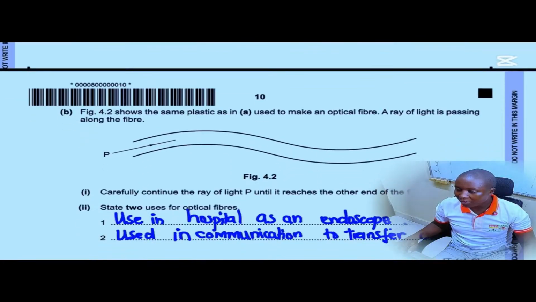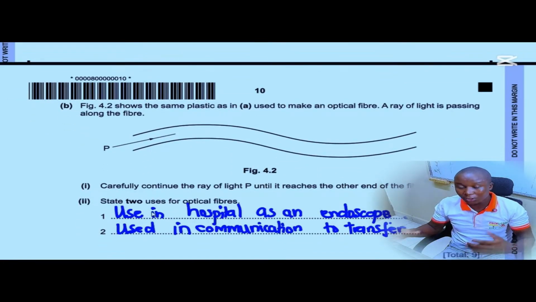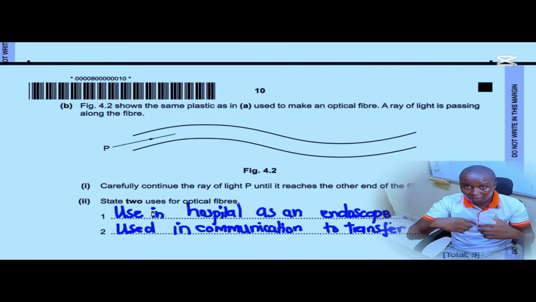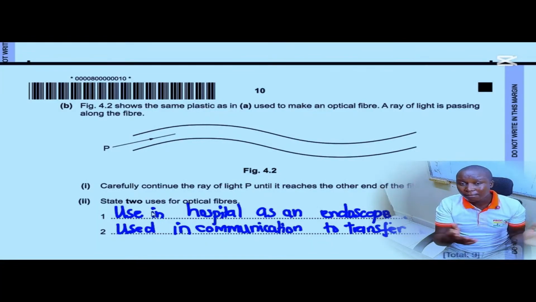Moving down, you are supposed to state two uses of optical fibers. They are used in hospitals as endoscopes. They are inserted through the mouth into the stomach, so that you can see maybe the walls of the stomach in hospitals.